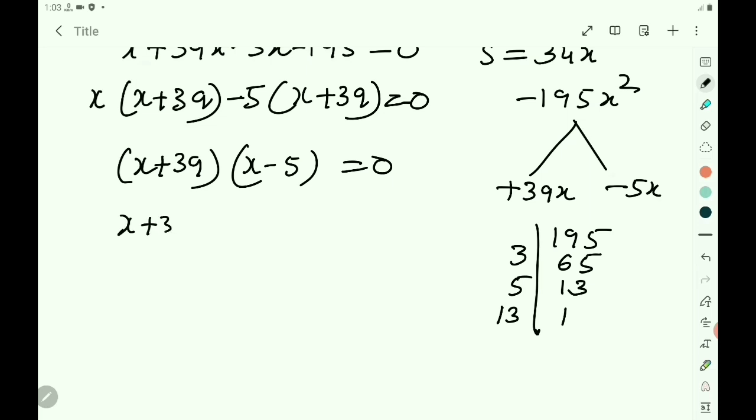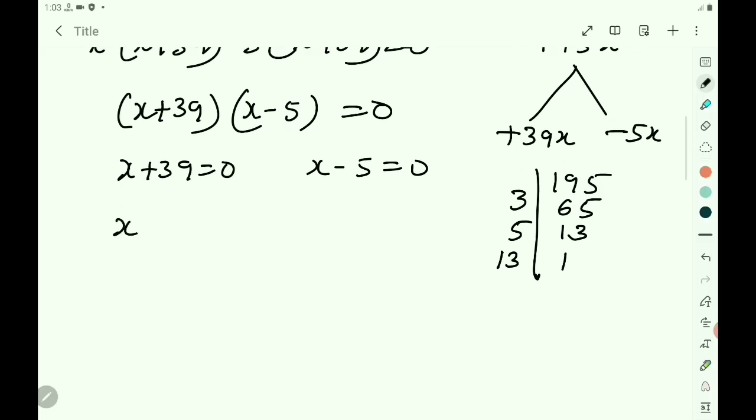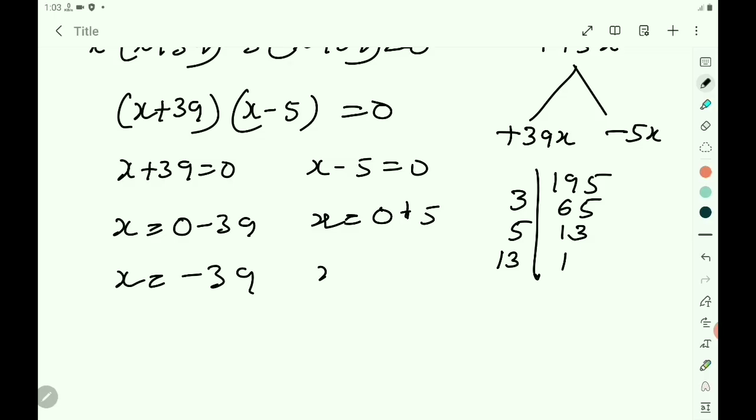Then equate each factor to 0. x plus 39 equals 0 or x minus 5 equals 0. Here you got x equals 0 minus 39. Here x equals 0, transfer this minus 5, it becomes plus 5. Then x equals minus 39. Here x equals 5. Age must be a positive number. Therefore, we have to consider 5.